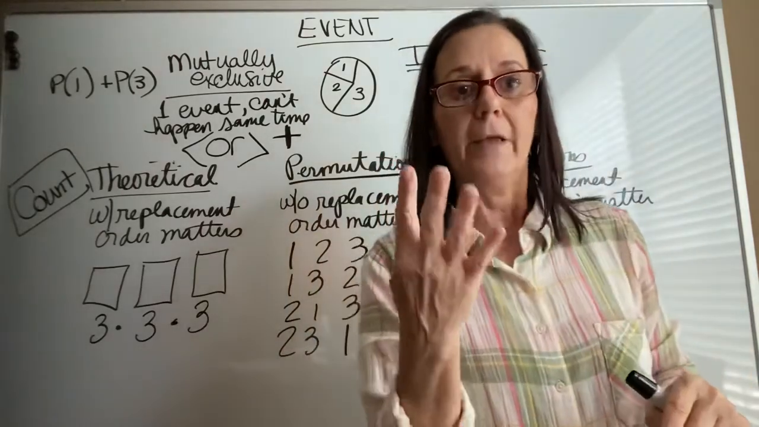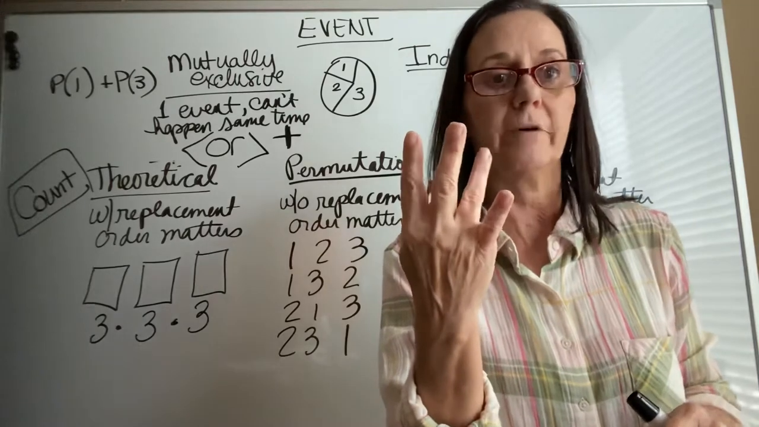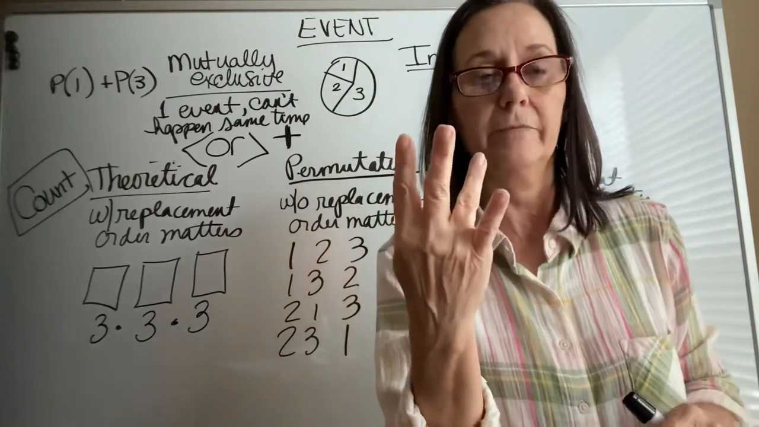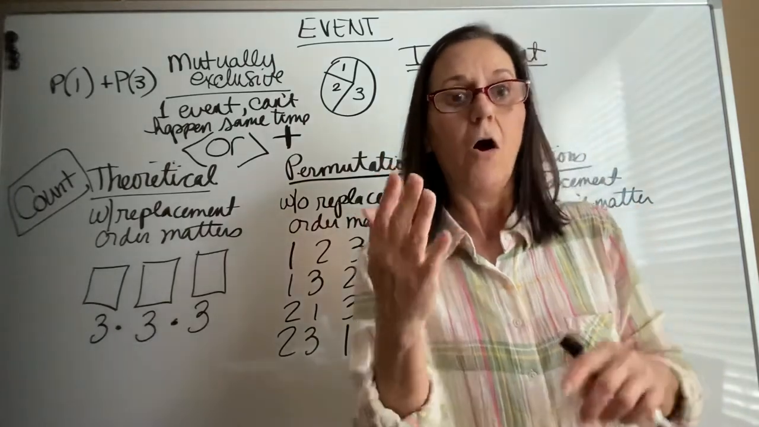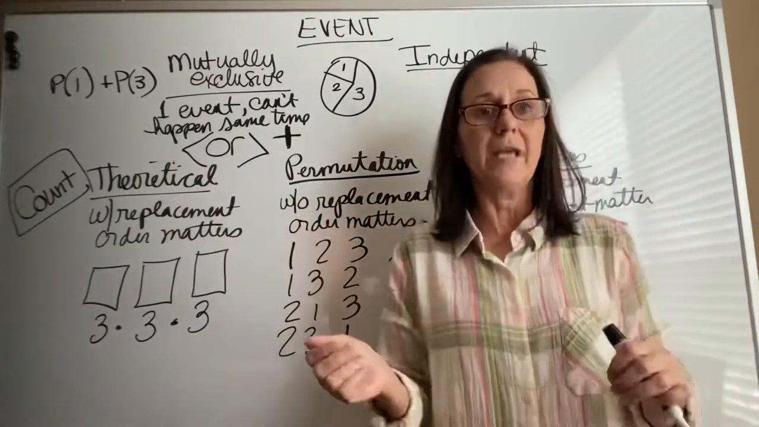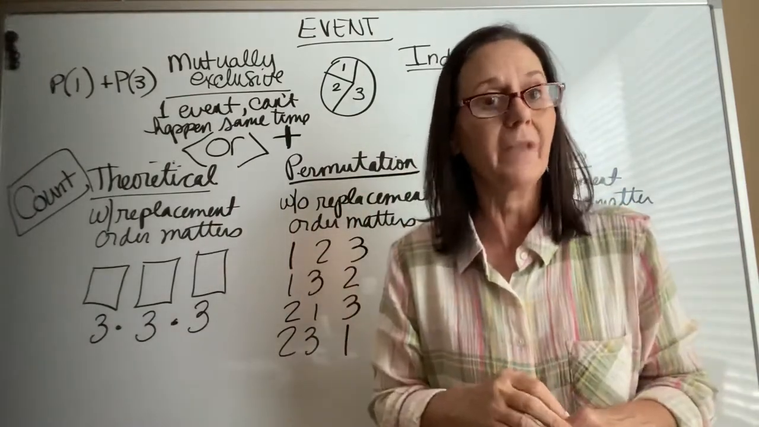What is the probability of picking a football? Well, there's only one of them. None of the others are football. So it's 1 out of 4. Makes sense? Also, like flipping a coin, heads or tails. When I flip it once, what's the probability of getting a heads?